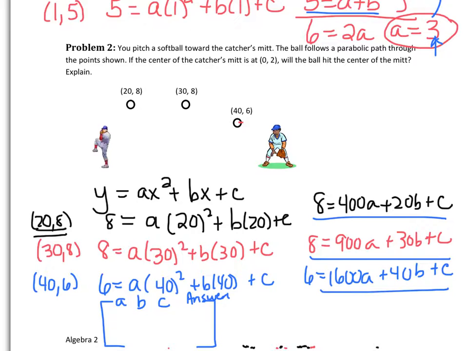So for equation 1, I will have 4 2 1 and then 8. For equation 2, I'm going to have 9 3 1 and then 8. And then the last one will be 16 4 1 and 6. And we're going to put those into our calculator and call that matrix A.